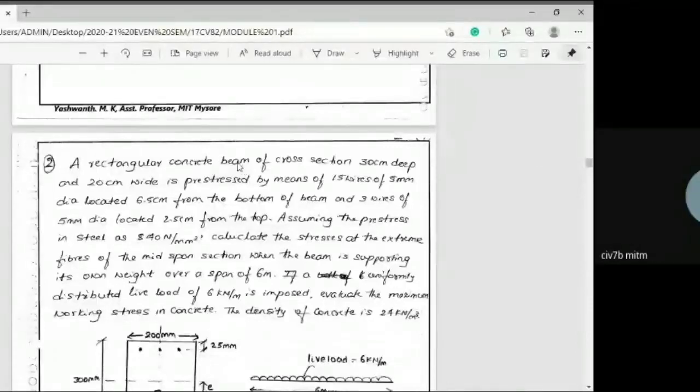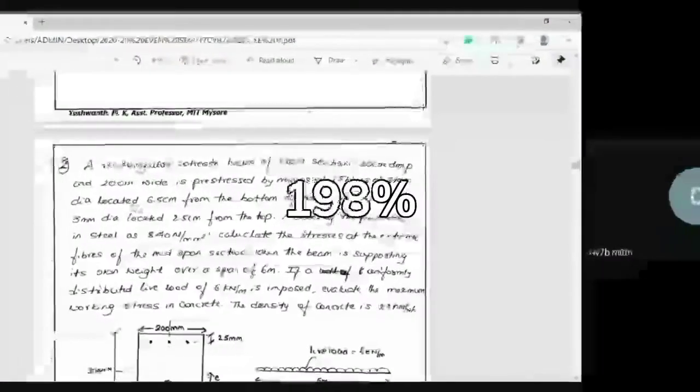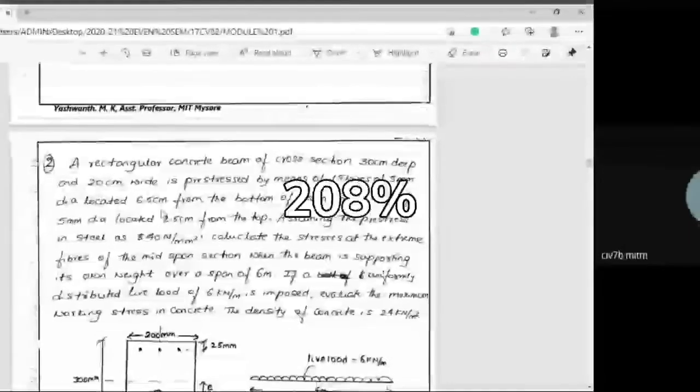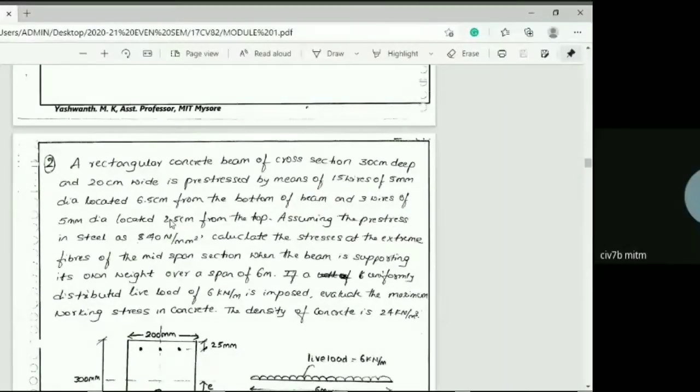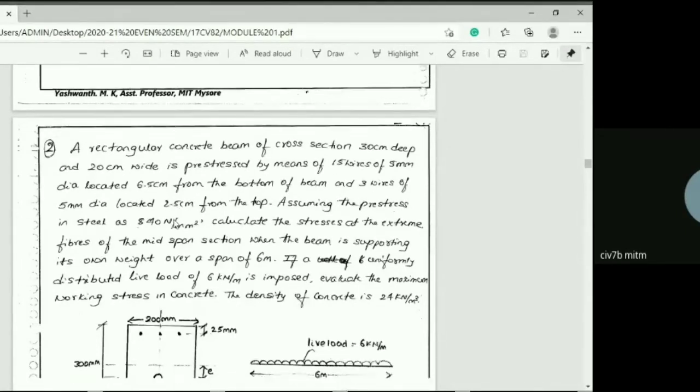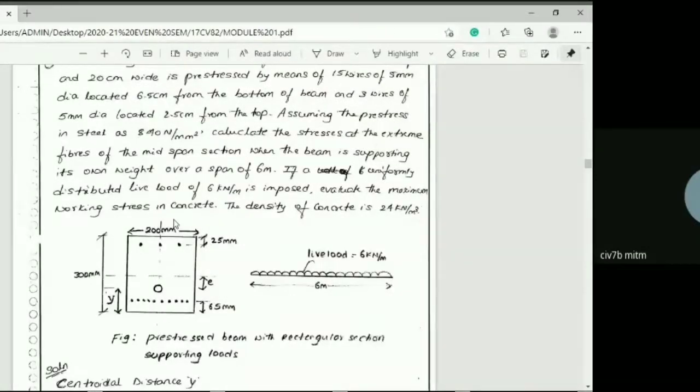A rectangular concrete beam of cross section 30 centimeter deep and 20 centimeter wide is pre-stressed by means of 15 wires of 5 mm dia located 6.5 centimeter from the bottom and 3 wires of 5 mm dia located 2.5 centimeter from the top. Assume the pre-stressing in the steel as 840 Newton per millimeter square, calculate the stresses at the extreme fiber.